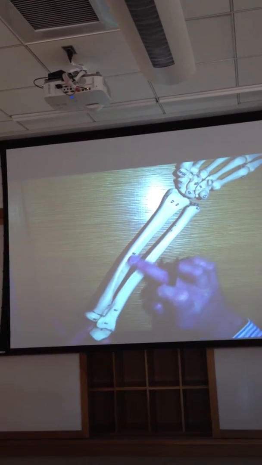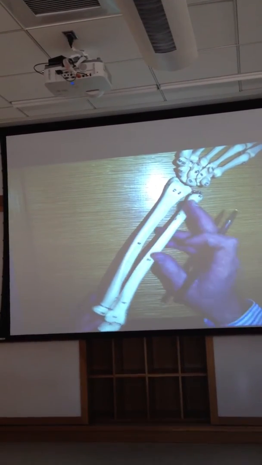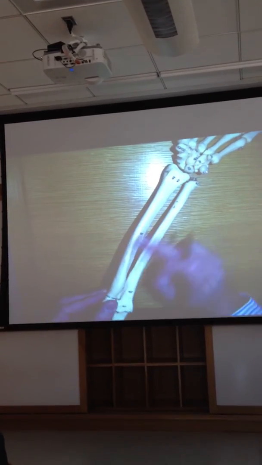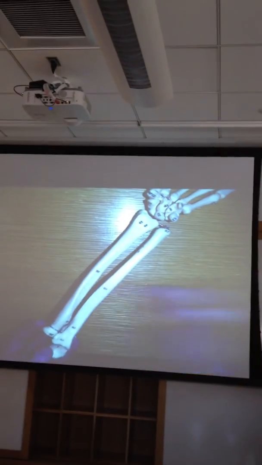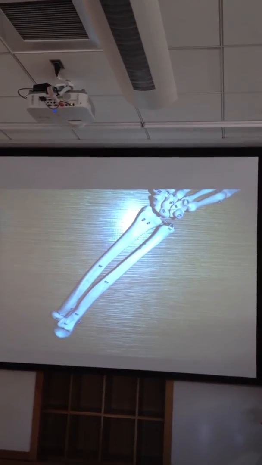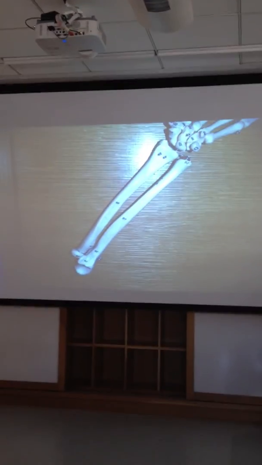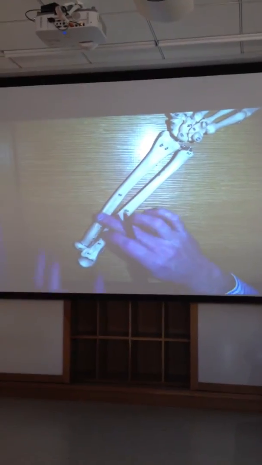There's a roughened area on the front of the radius called the radial tuberosity. It's still kind of tough to see on this model, but the radial tuberosity is where your biceps muscle comes down and attaches. When your biceps contracts, it causes you to flex your forearm. So that's an attachment point there.